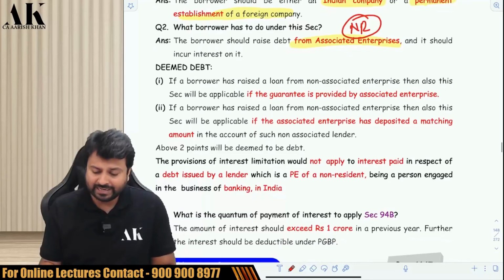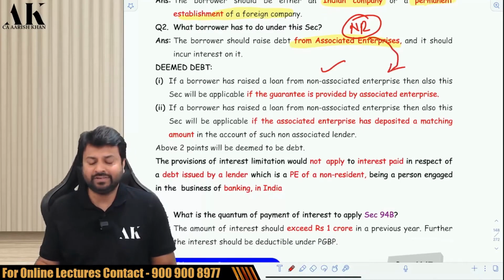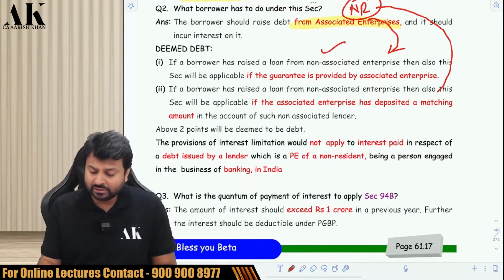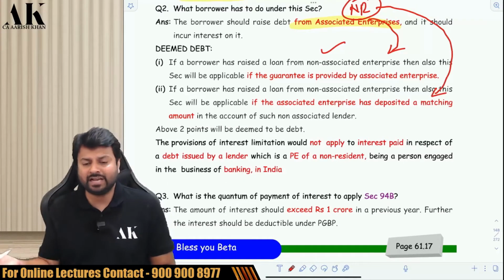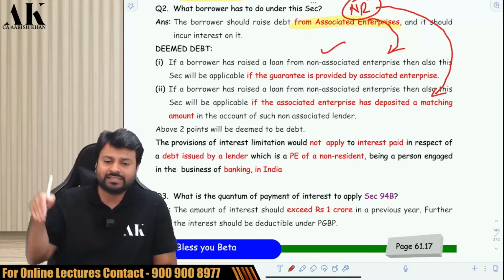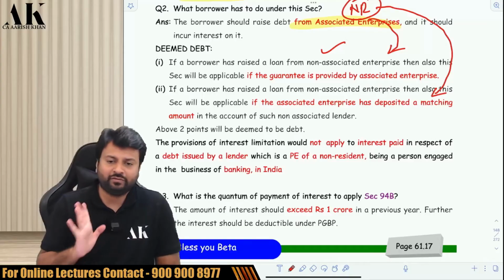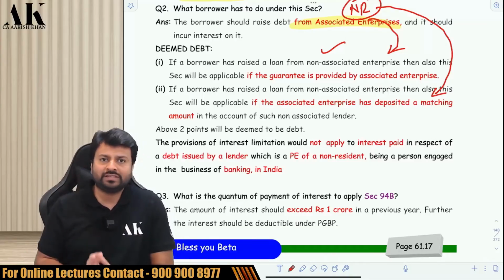Or the lender is a third party to whom this non-resident associate enterprise is giving a guarantee, or the lender is a third party to whom this non-resident is depositing a matching amount, and that third party is giving you the money, and in that case you are paying the interest. That will be subject to 94B. So there are three types of lender over here which are covered in 94B.